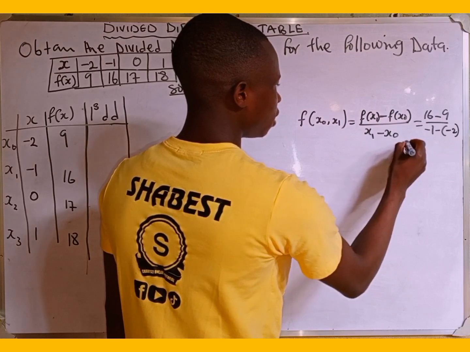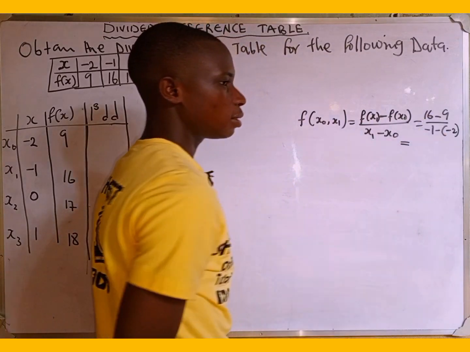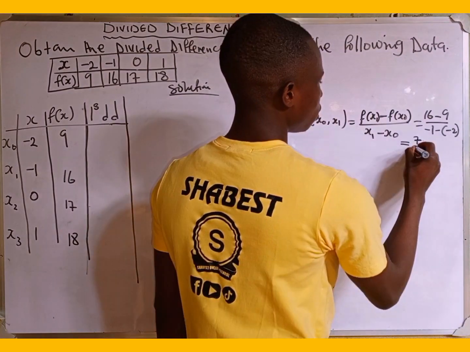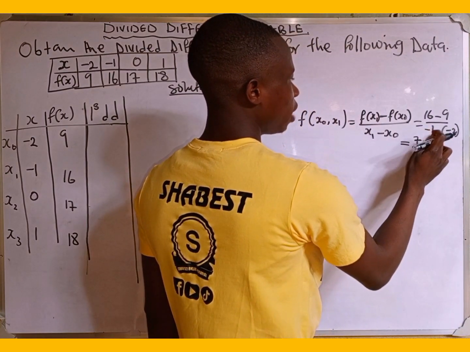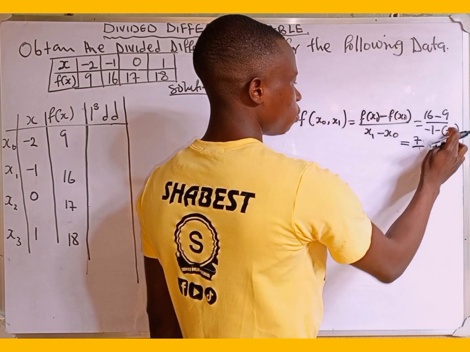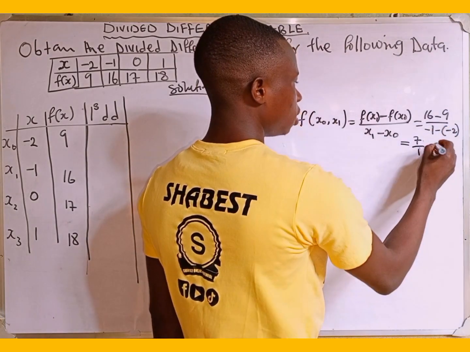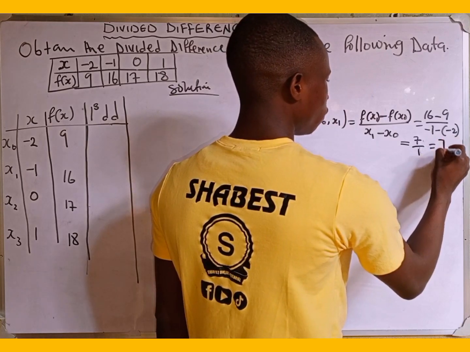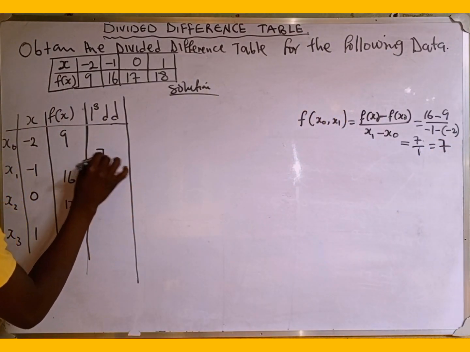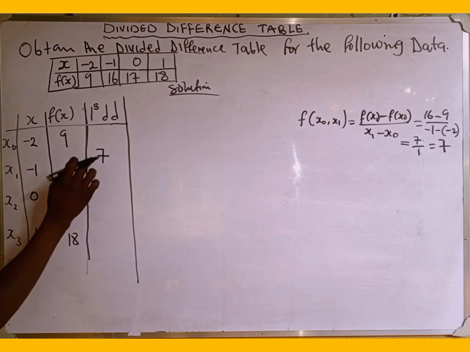So if you simplify this, 16 minus 9 is going to give us 7. Then divided by -1, minus -2 is going to be +2. -1 plus 2 is going to give us 1. 7 divided by 1 is going to give us 7. Therefore, the first one is going to be 7. You write it in between 9 and 16.